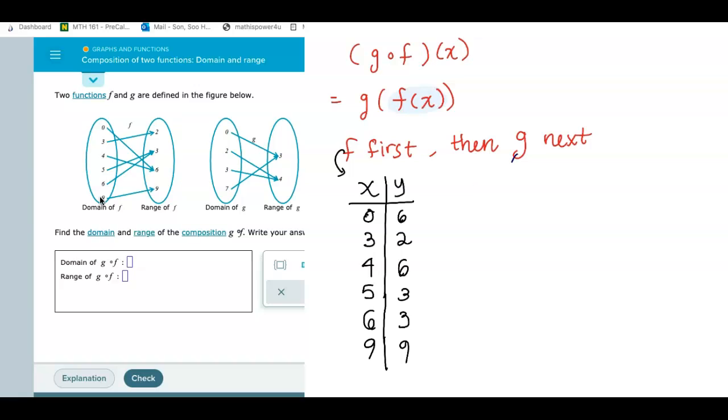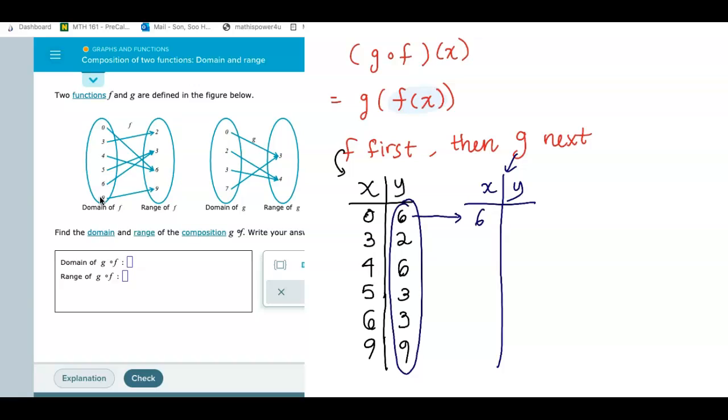And in G, my X's are these numbers. Some of them repeat, but I'm just going to list them all. Why not? So 6, 2, 6, 3, 3, and 9. I will work with the repetition later, okay?